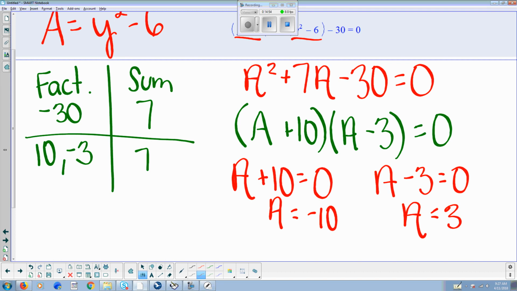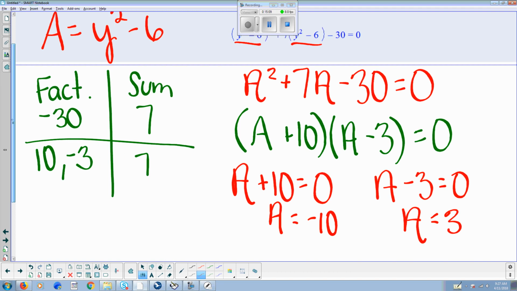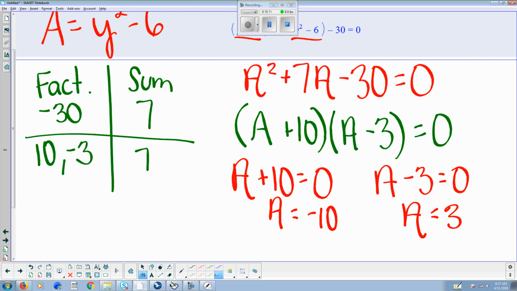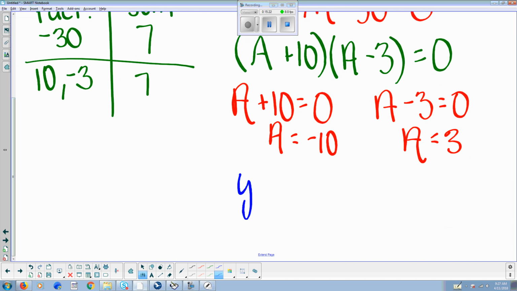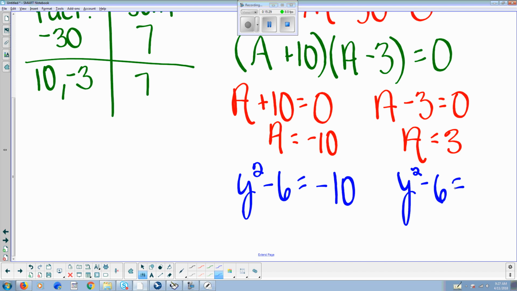Now, careful here because the question asks you to give first set of solutions and second set of solutions, and a lot of times people want to give this for your first set of solutions. This is not a solution. This is still on the way to a solution, okay? Capital A now has to be substituted with what we said it equals. So I don't have a solution until after I have substituted for capital A. Capital A is y squared minus 6. So y squared minus 6 could be said to be equal to negative 10, and y squared minus 6 could be said to be equal to 3.